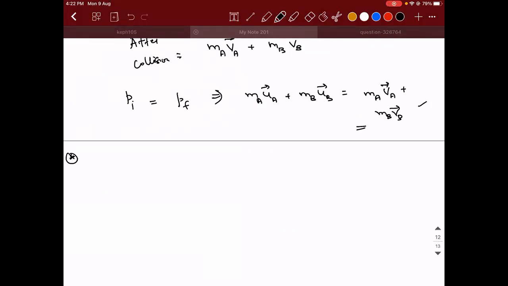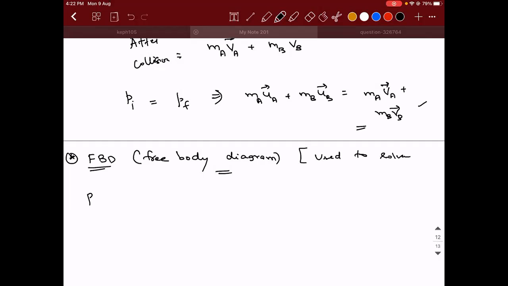So the concept I'm going to explain is called free body diagram. Why this free body diagram is actually used is, it is mainly used to solve the problems in mechanics. Okay, it is mainly used to solve the problems in mechanics. So how it is used, let's see it now.